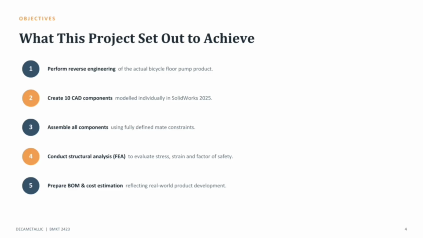Our project set out to achieve 5 main objectives. First, to perform reverse engineering on the actual bicycle floor pump product. Second, to create 10 individual CAD component models in SolidWorks 2025. Third, to assemble all components using fully defined mate constraints. Fourth, to conduct structural analysis using finite element analysis to evaluate stress, strain, and factor of safety. And fifth, to prepare a bill of materials and cost estimation reflecting real-world product development considerations.